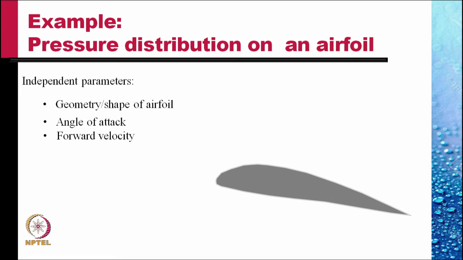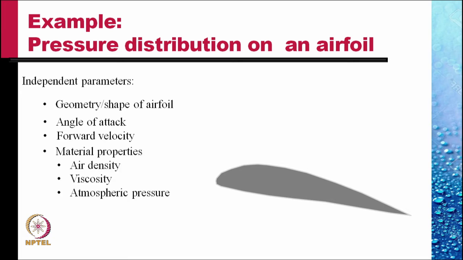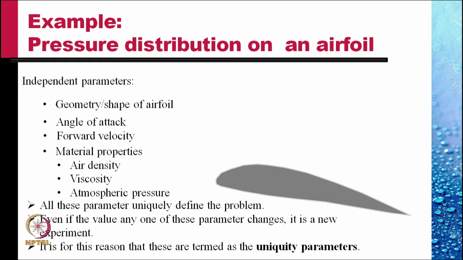These are parameters. They need to define what the problem is. There are other independent parameters which include material properties such as air density, the viscosity of air, the pressure of atmosphere around the airfoil. These are all parameters. For a given problem, each one of them has one value. And all these parameters uniquely define a problem.